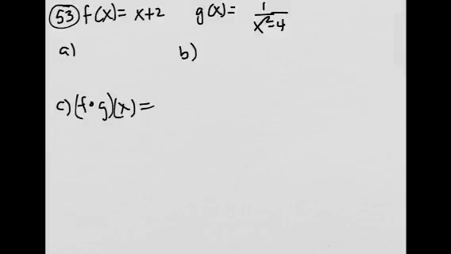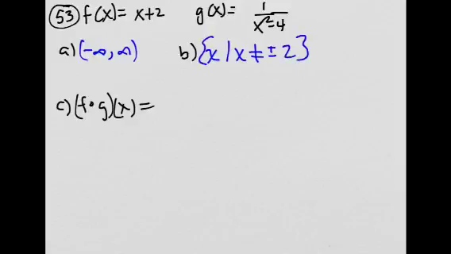Okay, so the domain for f of x would be all reals because it's a linear function. And then for b, anything that would make the denominator 0 has to be excluded from the domain. So we were going to say all x such that x cannot be 2 or negative 2, right? So plus or minus 2.